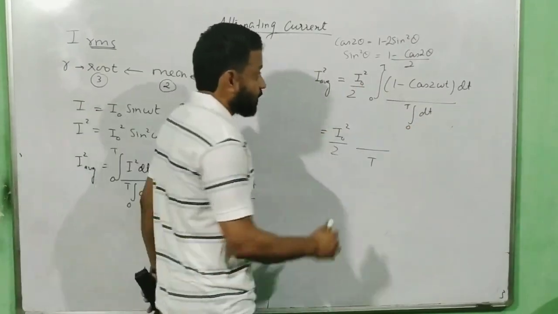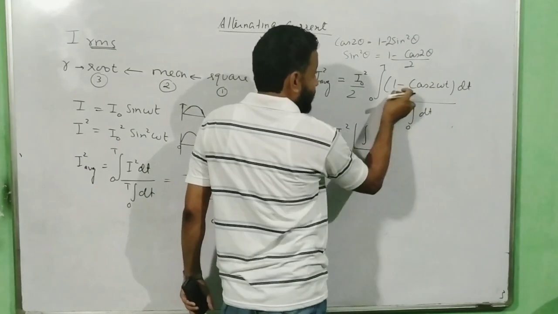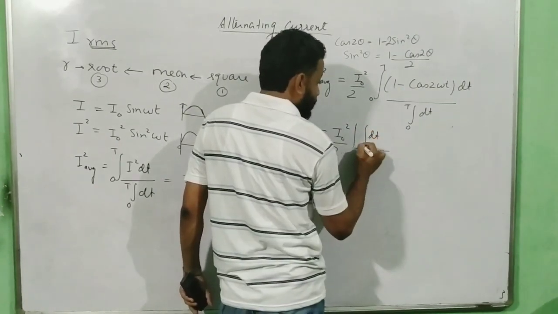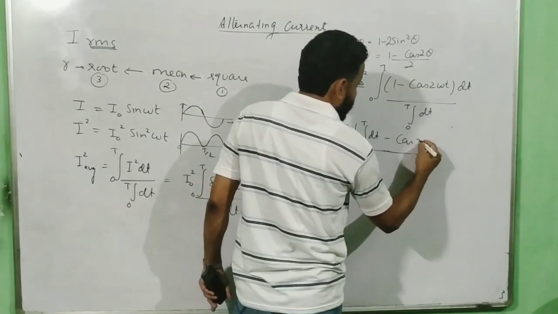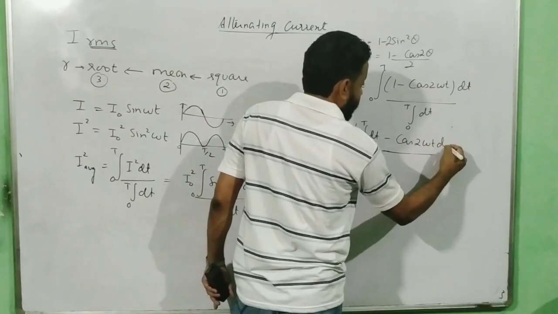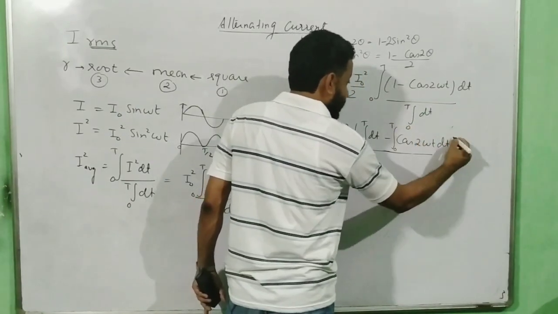So I have to focus on the numerator. What will I do? I will integrate, take this dt over here. So I will integrate only dt from 0 to capital T, minus cos 2 omega t dt. Okay, and then I will integrate this also from 0 to T.